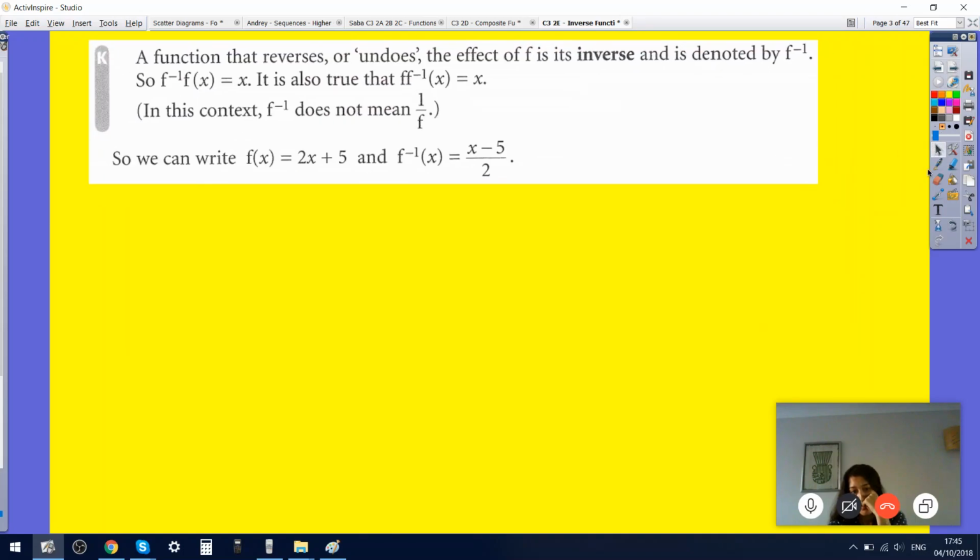So we can write it as f of x is 2x plus 5, and f inverse of x, it's a bit like inverse sine, cos or tan, f with the little minus 1.